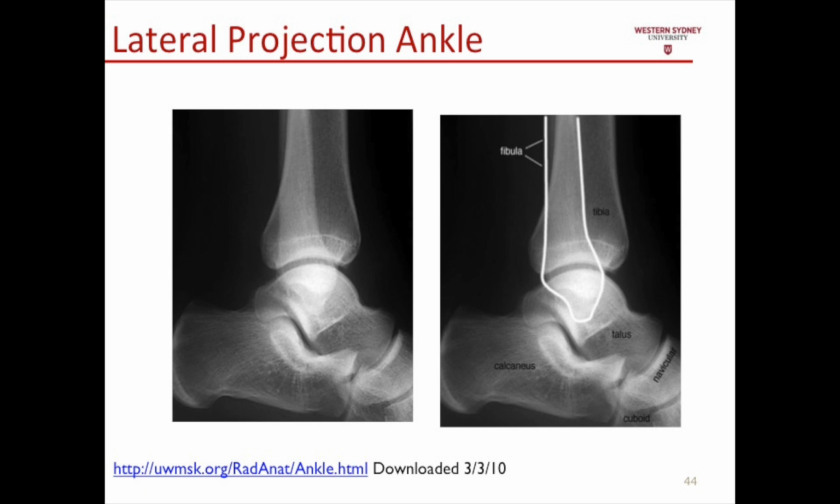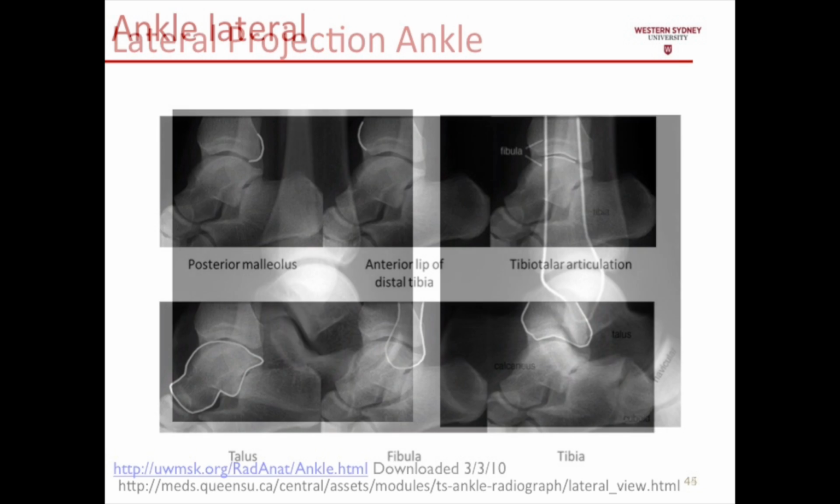It's important that you have some awareness of normal alignment because later, when we consider trauma, we will talk about some of the angular positions and how that may well make you more suspicious of a fracture or indeed a subluxation or dislocation.